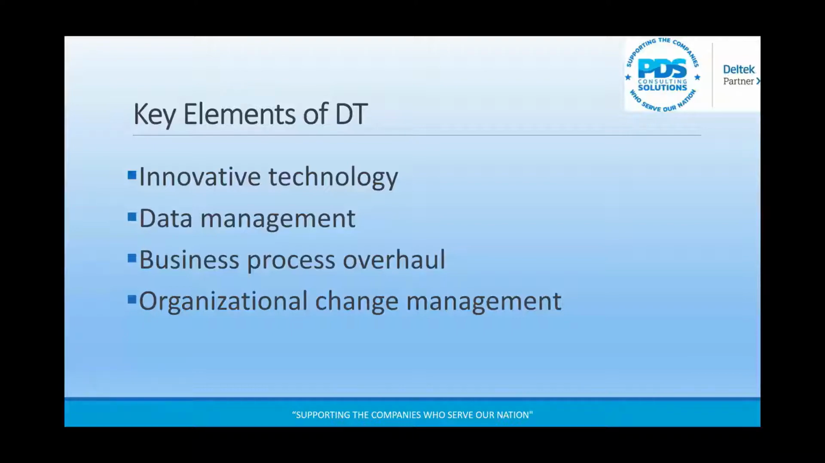Then the fourth element, obviously, is organizational change management. Change management is the biggest key to any change that we go through today in any system migration or transition. So those four areas, your technology, how data is managed, your business processes, and of course your organizational change management throughout the process with all of your teams across all of your units, are the key elements of what we're going to be looking at as far as digital transformation.